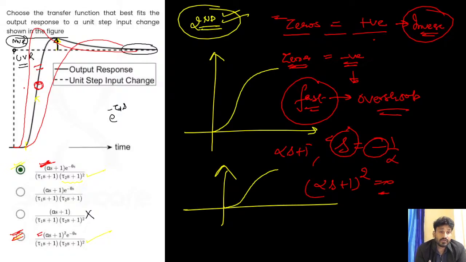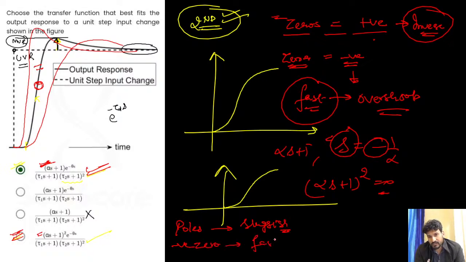Am I clear with this or not? Please tell me. So A will be my correct option. So I can make a statement here that poles make the system sluggish, and negative zeros make the system fast.